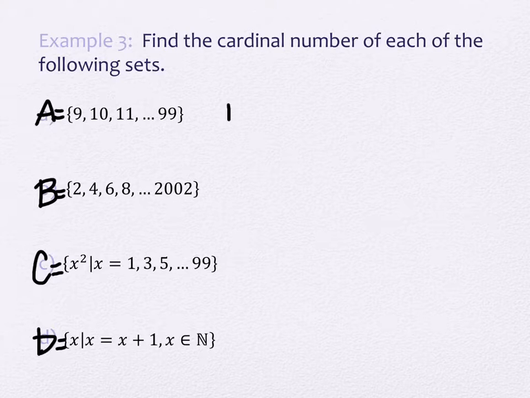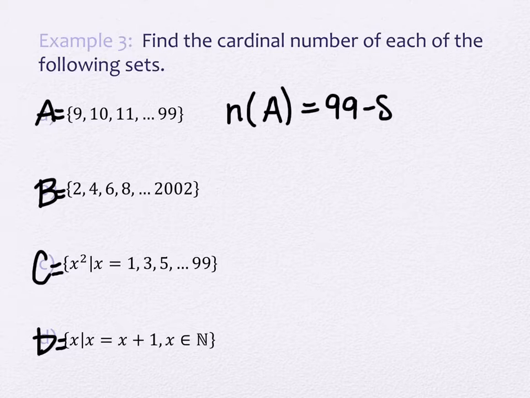The reason I want to do that is because I want you to see that you can notationally talk about N of A. N of A means the number of elements in set A. You guys got pretty good at counting elements when we were doing Gauss's method, right? So, how could I find the number of elements from 9, 10, 11 up to 99? 99 minus 8, which is 91. The cardinal number of set A is 91.